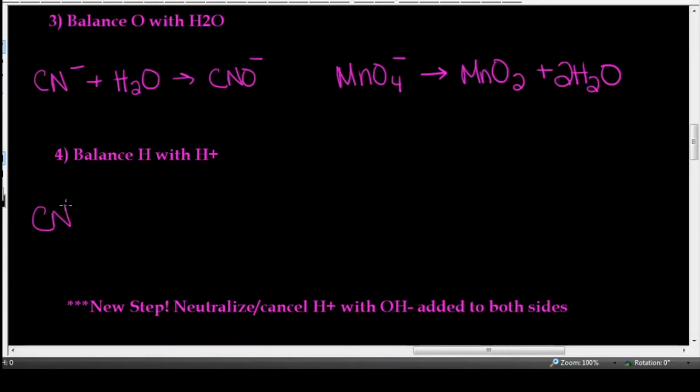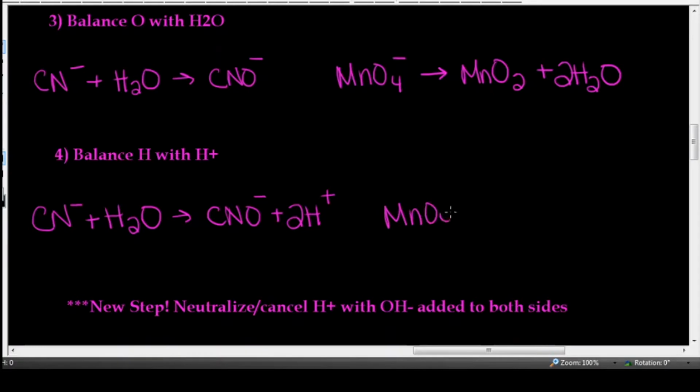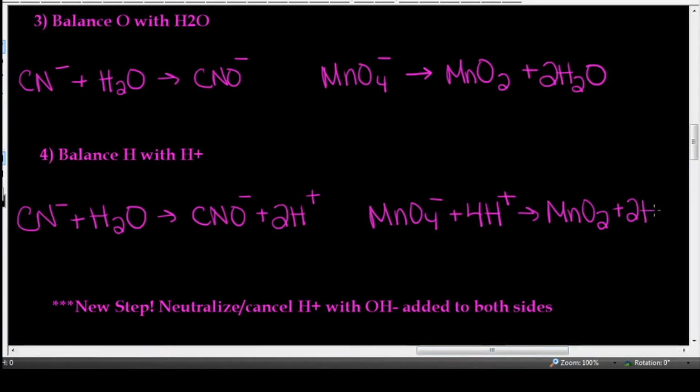So CN minus plus H2O becomes CNO minus plus 2 H pluses. Don't worry, we'll get rid of them later. And this MnO4 minus, I need 4 H pluses on this side to balance those hydrogens out. MnO2 plus 2, oops, running out of room. Okay, so I got my 4 H pluses, and over here I've got my 2 H pluses.